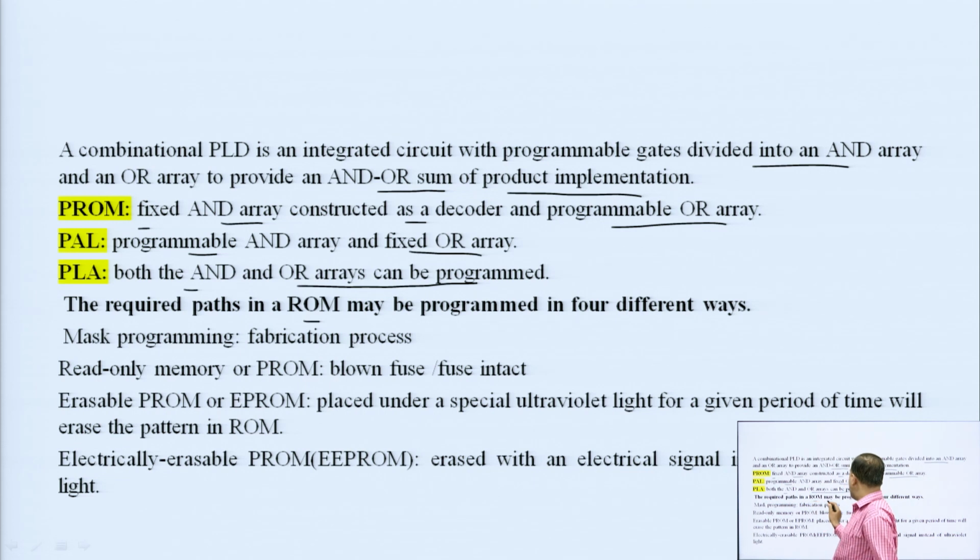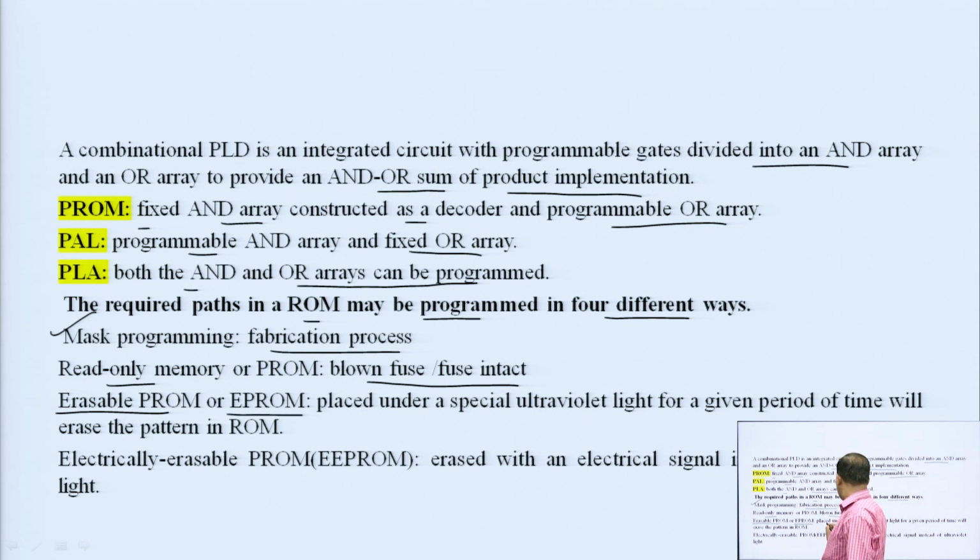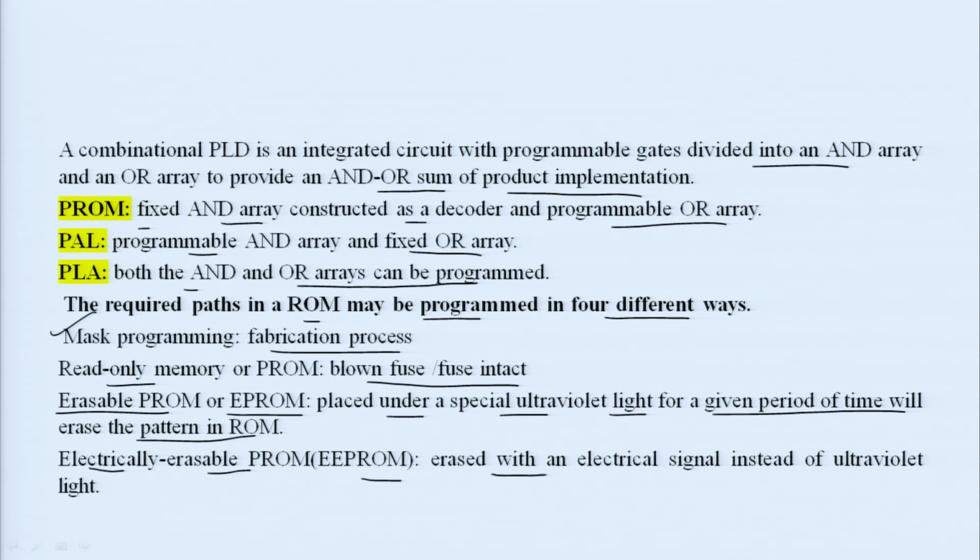The required paths in a ROM may be programmed in 4 different ways. The first one is mask programming, done during the memory fabrication process. Second, read only memory or PROM, with a blown fuse or fuse intact. Third, erasable PROM or EPROM, placed under a special ultraviolet light for a given period of time, will erase the pattern in the ROM. And fourth, electrically erasable PROM, EEPROM, is erased with an electrical signal instead of ultraviolet light. So, these are the 4 different ways by which we can erase it.